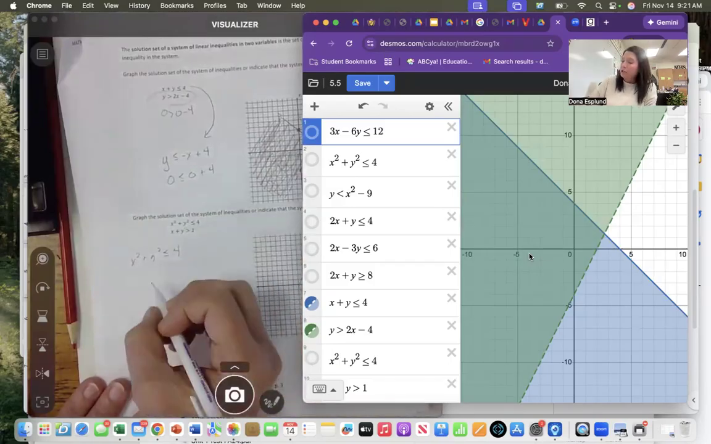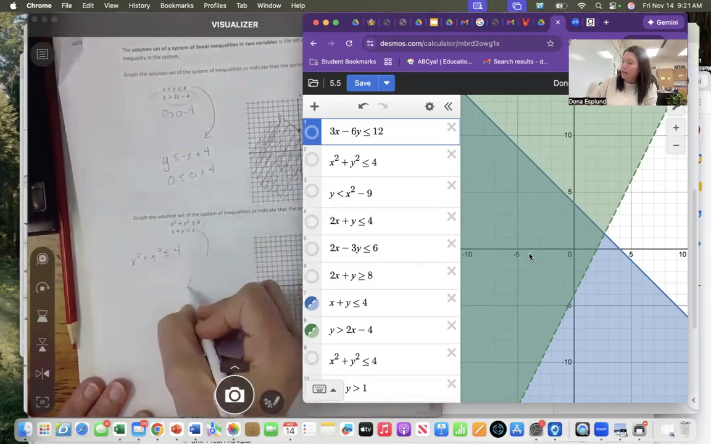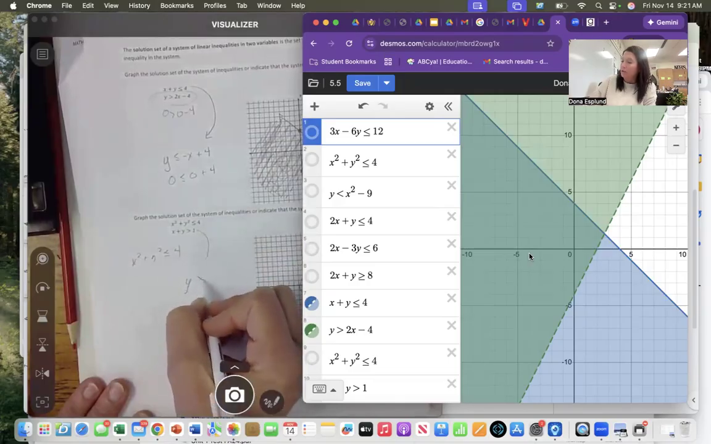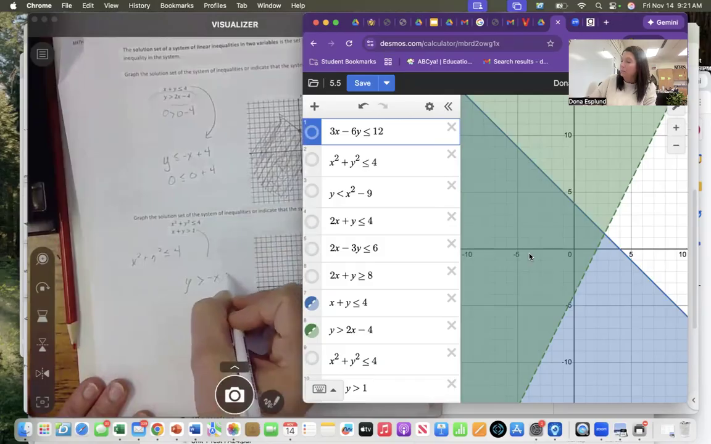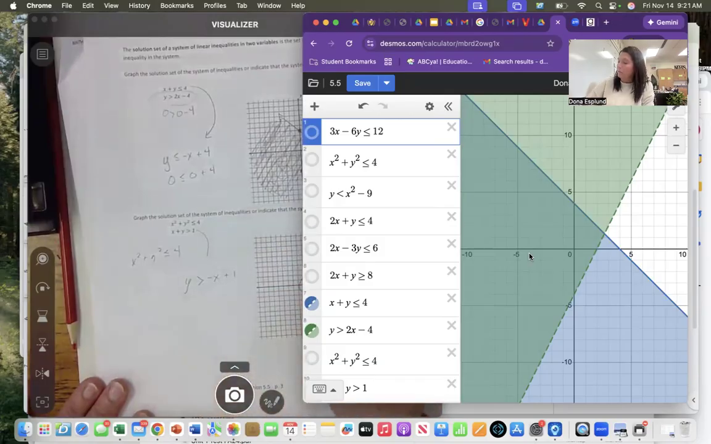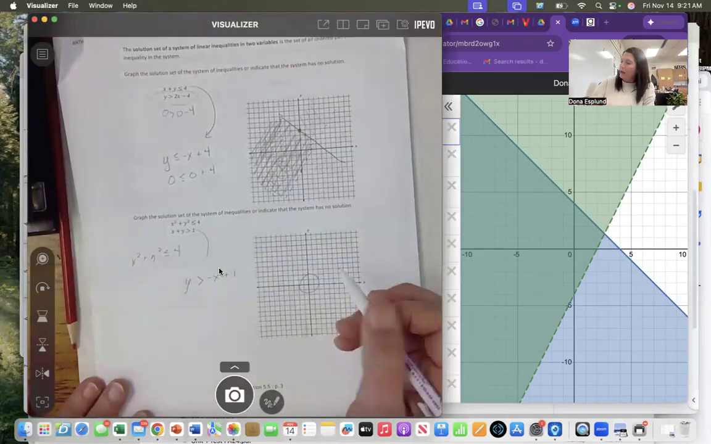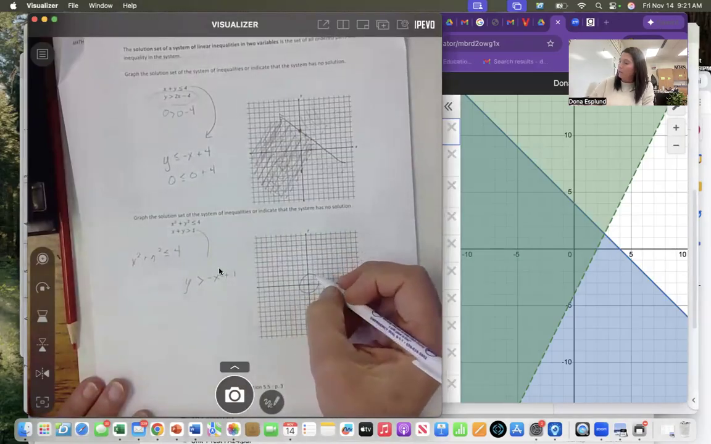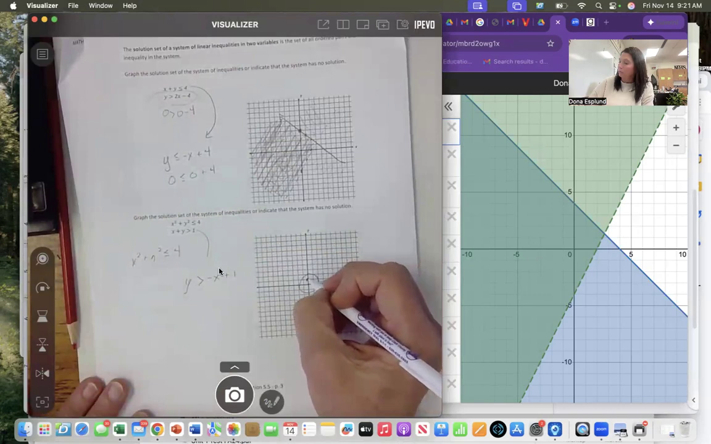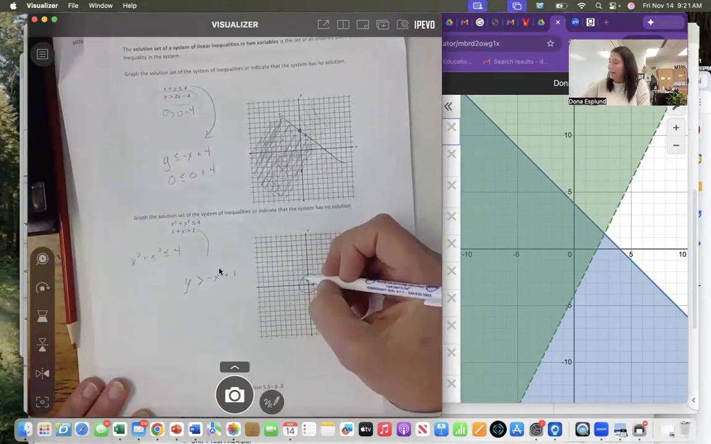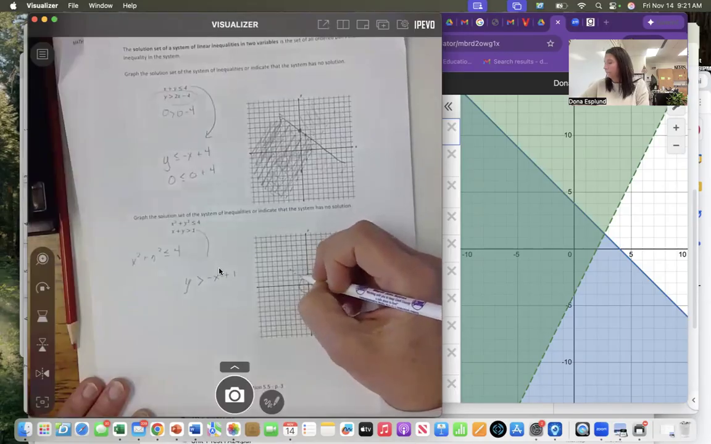On the next one, if I take this one and I solve it for y, y is going to be greater than a negative x plus 1. So I'm going to come up 1. On this one, you're going to go up 1 and plot a point, and then you're going to go down 1 over 1 for your slope. And it will be dashed.